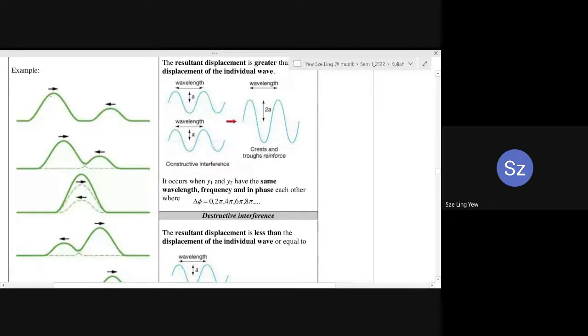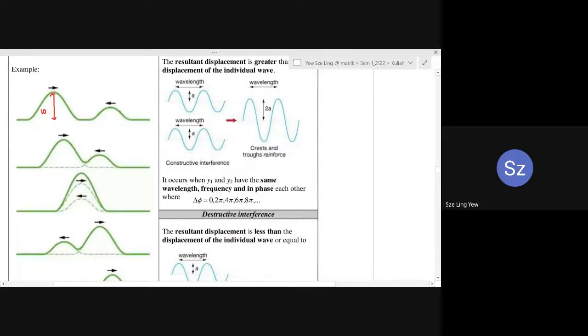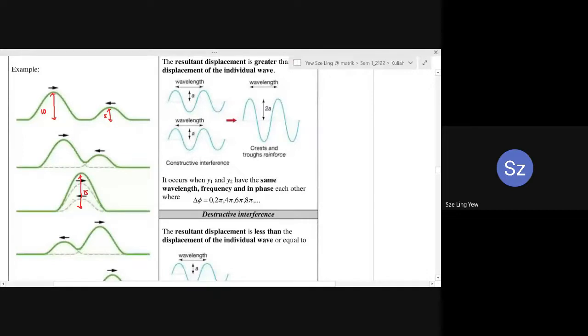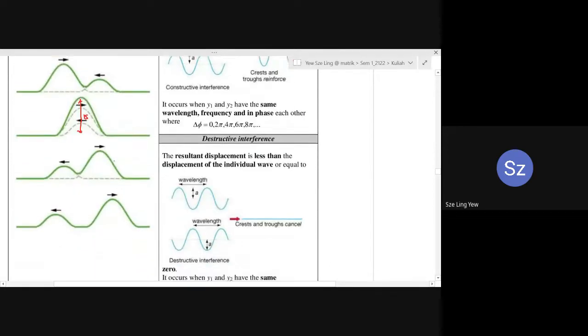So for example, initially you have this one, let's say 10 cm. And then this one is 5. So when they're overlapping with each other, the total will become 15. So at every point where they overlap, the displacements add up. They will just keep moving, and after that, they will move in opposite directions. So both waves keep moving. The one traveling to the right will keep traveling to the right. The one going to the left will keep going to the left.